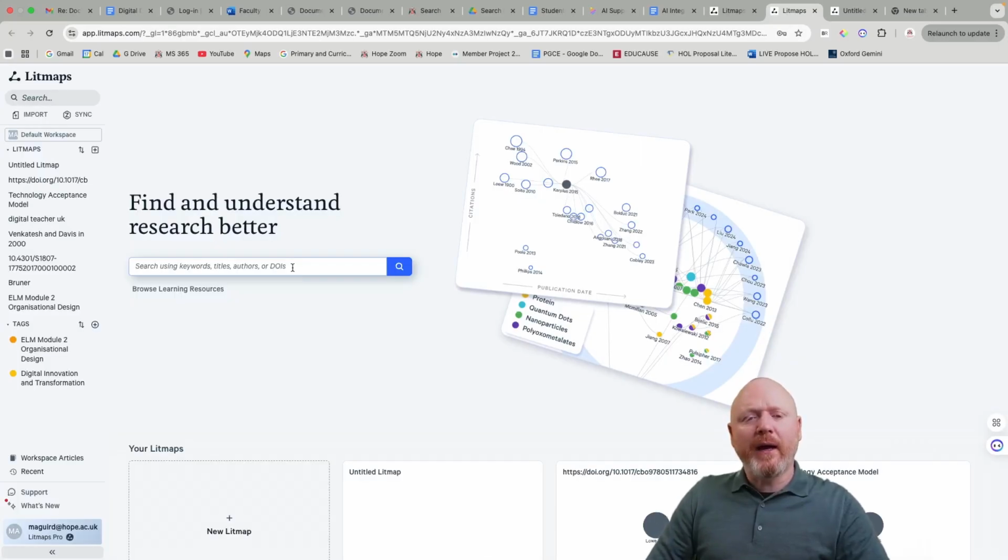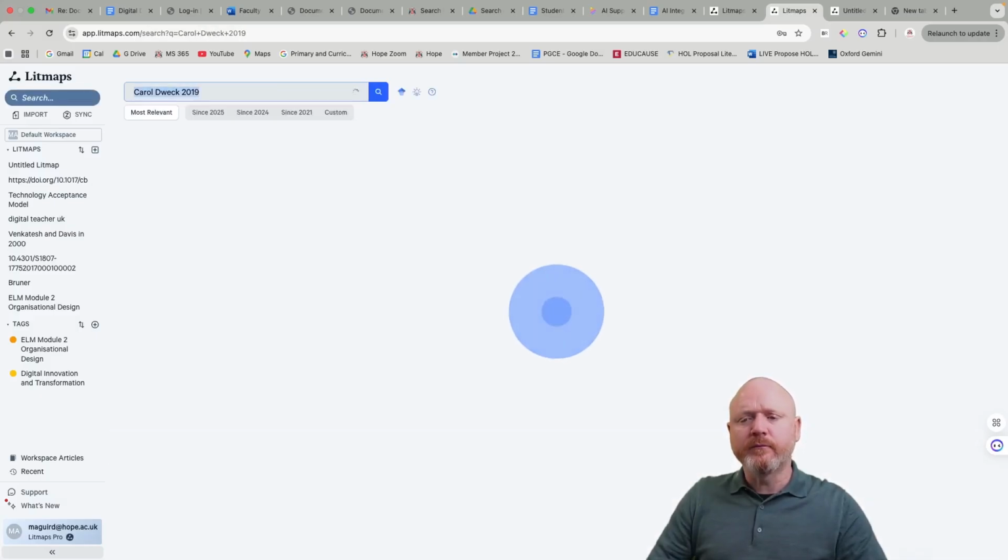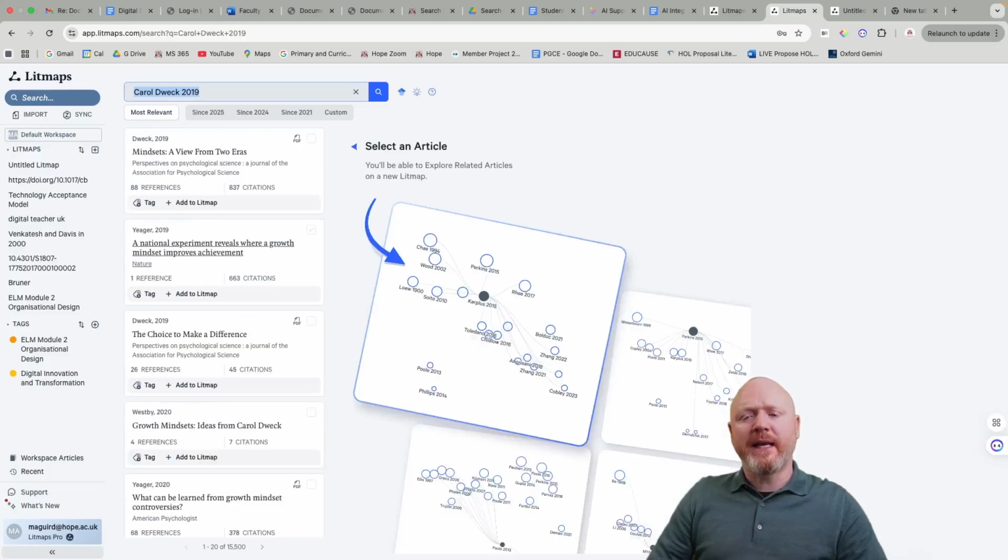So when you have either logged in via a free account, or you are utilizing this just on a trial basis, you'll be able to write in Carol Dweck 2019. And what that will do is it will go off and it will find the main papers that Carol Dweck has been involved with, but not only the papers that Carol Dweck has been involved with, also the other writers in the area where she is working.